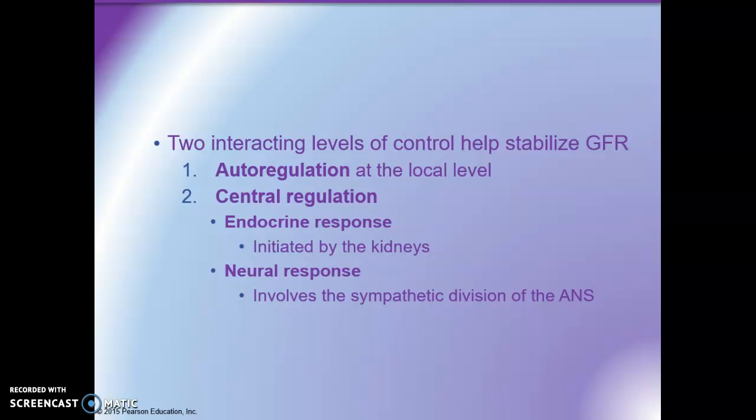There are two interacting levels of control to help stabilize the glomerular filtration rate. Autoregulation is at the local level, and central regulation includes an endocrine response initiated by the kidneys and a neural response that involves the sympathetic division of the autonomic nervous system.